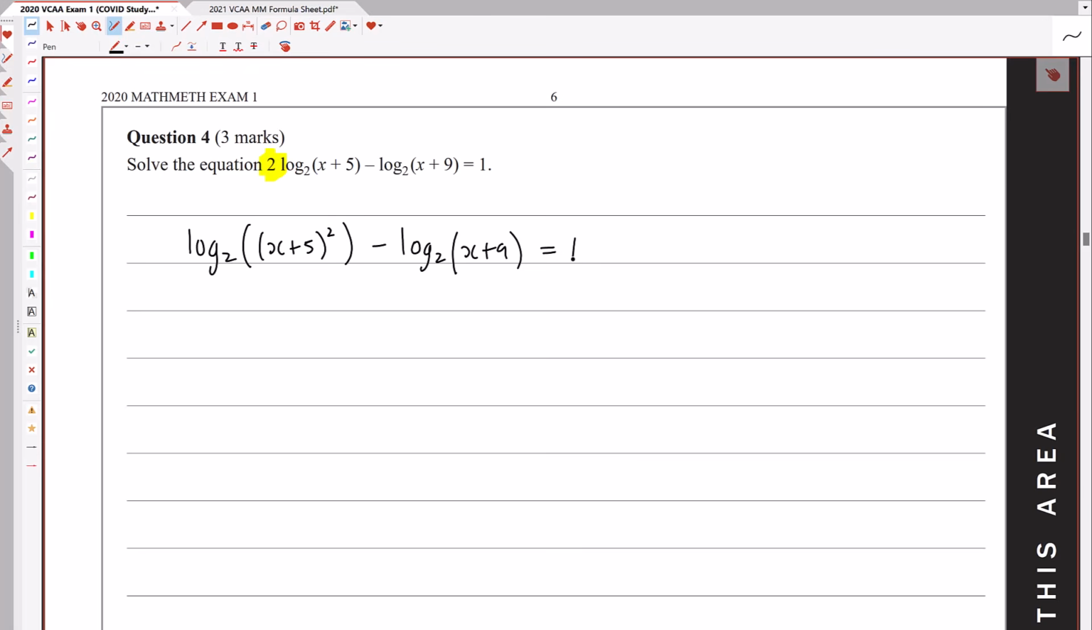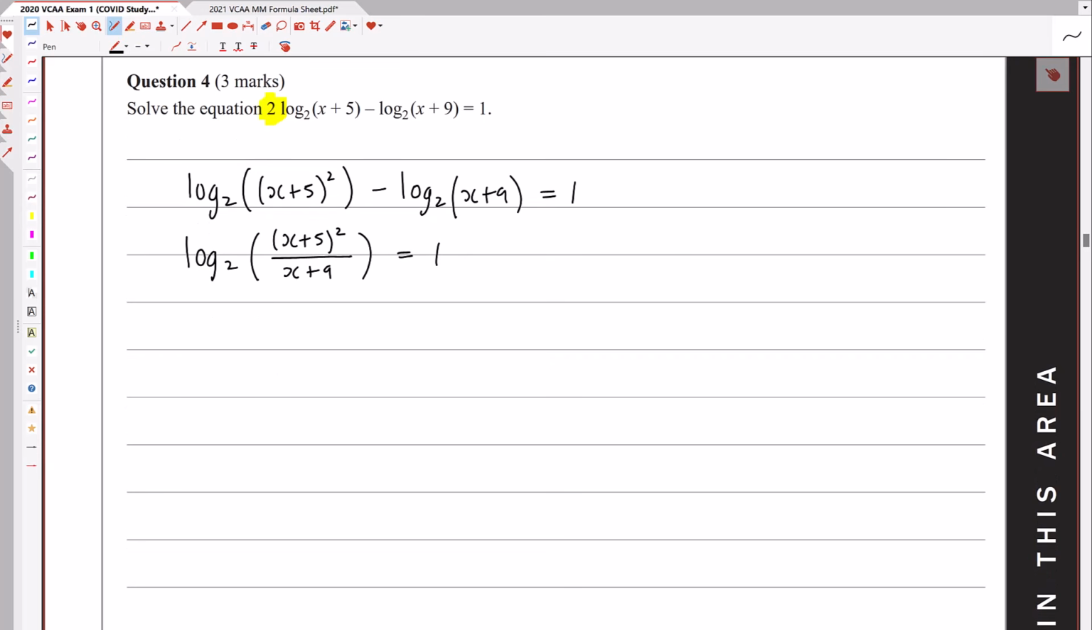Now we want to combine those logs together, so when we're subtracting logs, we can divide the things inside the logs. So it's log 2 of x plus 5 squared divided by x plus 9 equals 1. Okay, now we want to convert it from a log equation to an exponential. So if log base 2 of that expression equals 1, that means that 2 to the power of 1 is equal to that expression in the log.